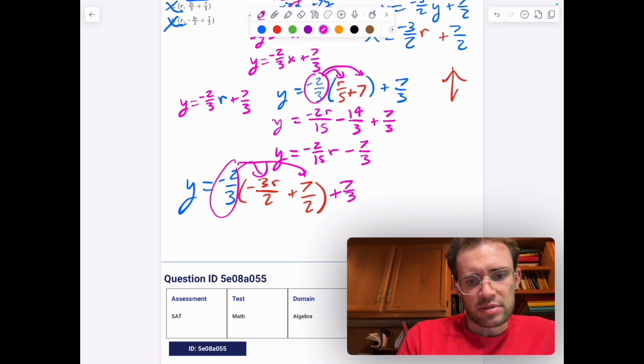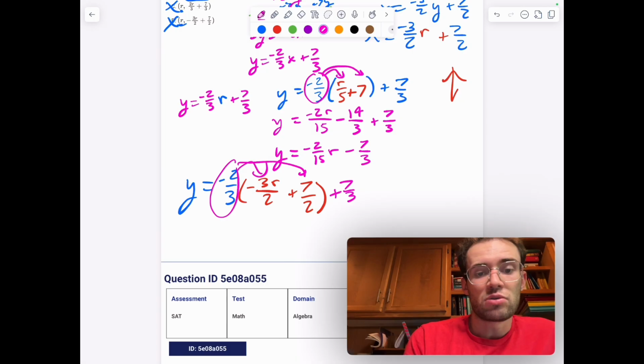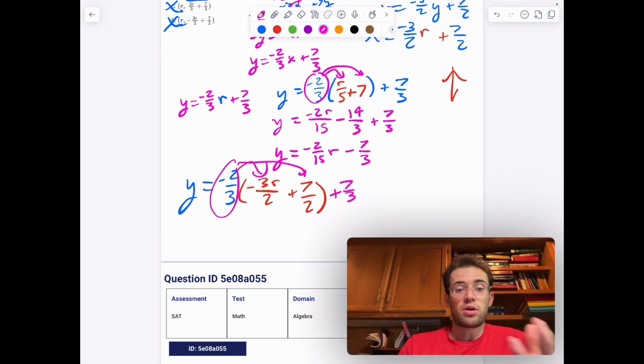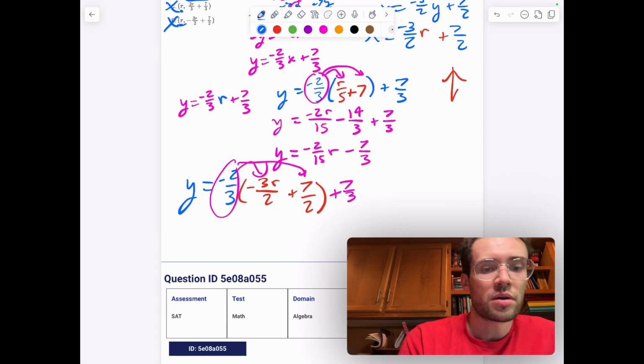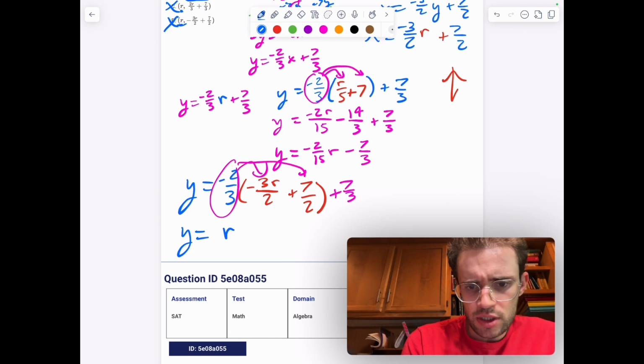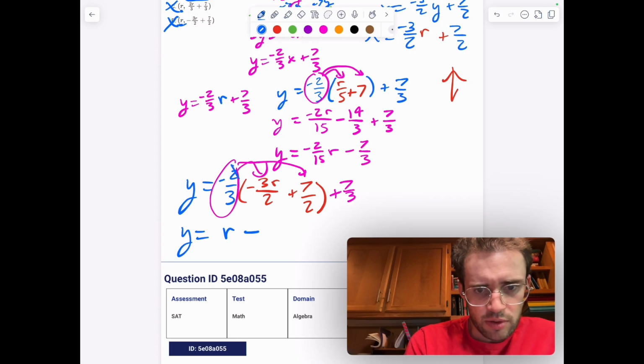Negative 2/3 times negative 3/2, the negatives will cancel. Negative times the negative is positive. And then 2/3 times 3/2, that's multiplying it by its reciprocal. It makes 1, so that will just become 1r. So y equals r. And then negative 2/3 times positive 7/2 will be negative, the 2's will cancel, and then it will just be negative 7/3.